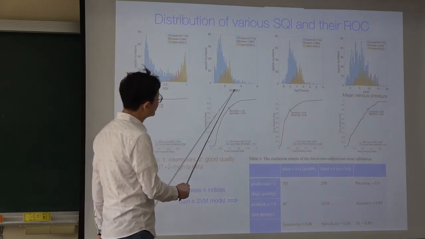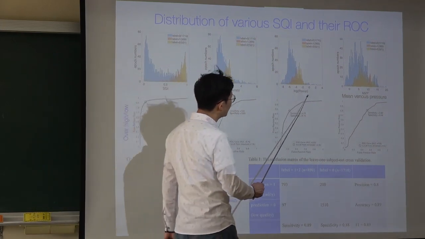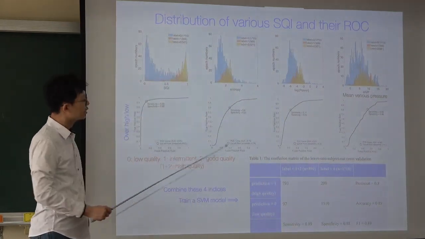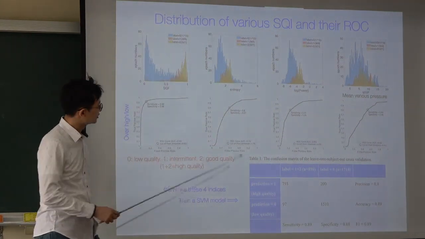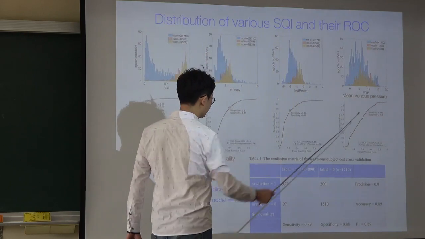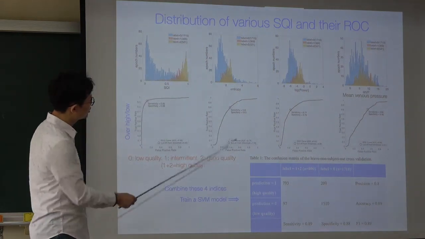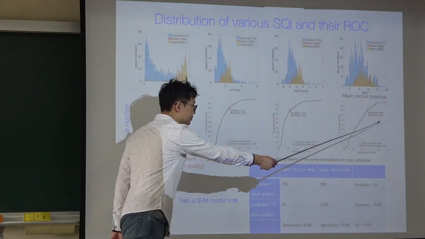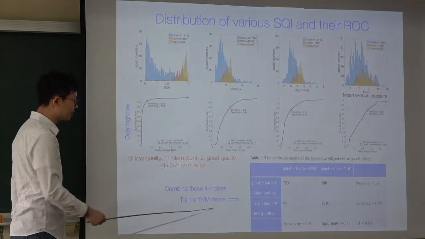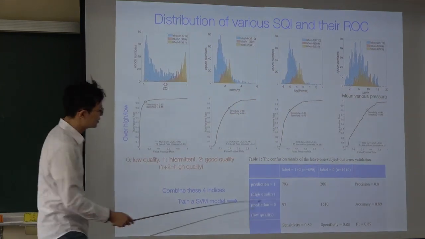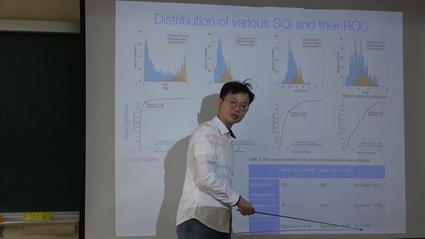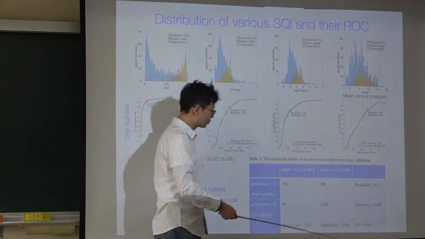And there is entropy, you can consider total power or mean venous pressure, which are common indices used to determine the signal quality. You can see their performance is not very good, but they do contain some complementary information, so we can combine all of them to train an SVM model. And this is the final result, where we consider F1, 0.89, quite nice.